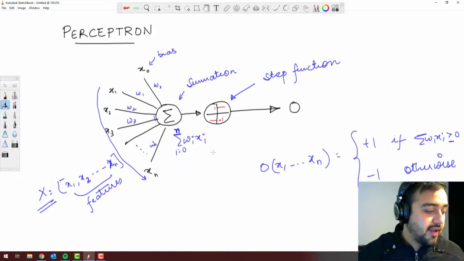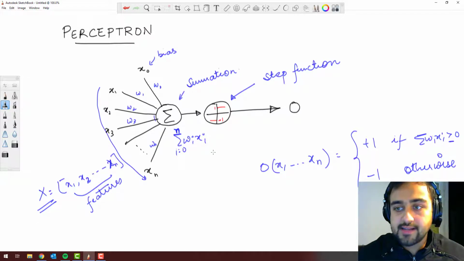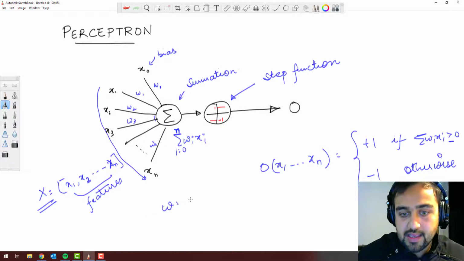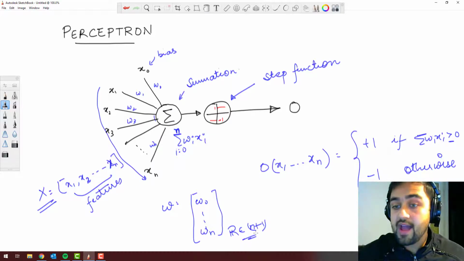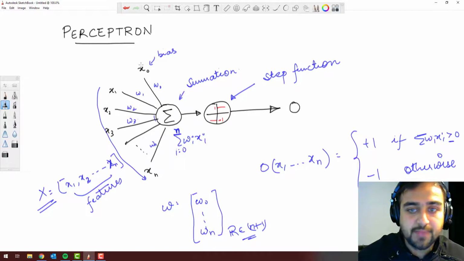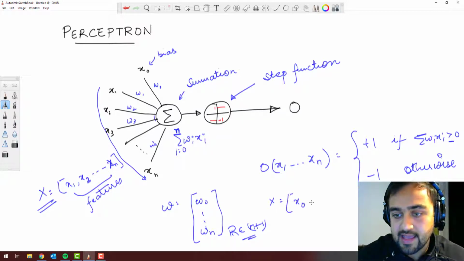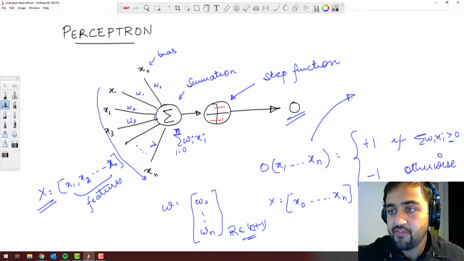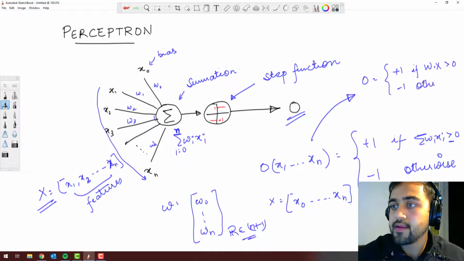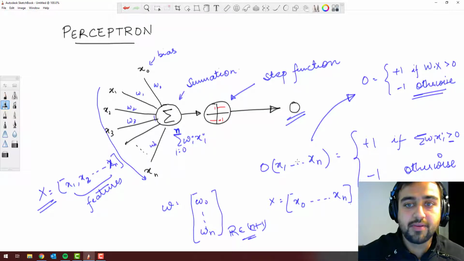Now if you want to write it in vector notation, where w and x can be represented as vectors, w can be written as a vector of length n plus 1 which starts from w0 and goes on to wn. Similarly, we have x, which is made up of features and this bias term, written as x0 till xn. Therefore, the output given by our perceptron can be written as plus 1 if the dot product of w and x is greater than 0 and minus 1 otherwise. So this is your simple perceptron, a single perceptron unit.